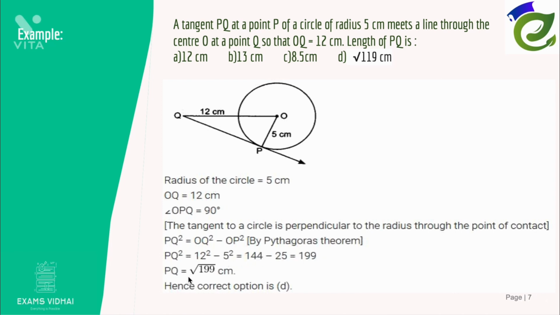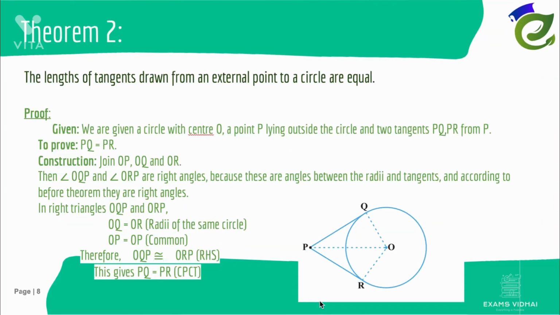And PQ will become under root 199 centimeters. So, option D is correct. Theorem 2 states that the lengths of tangents drawn from an external point to a circle are equal.